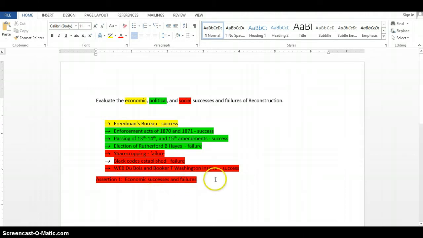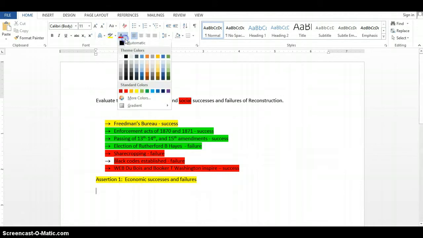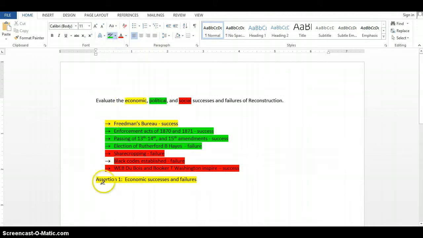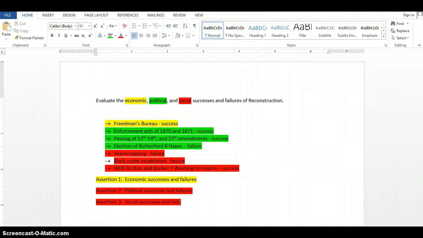And then, let me change that. Our second assertion, which is green, would be the, back to red again, political successes and failures. And then assertion number 3 are the social successes and failures.